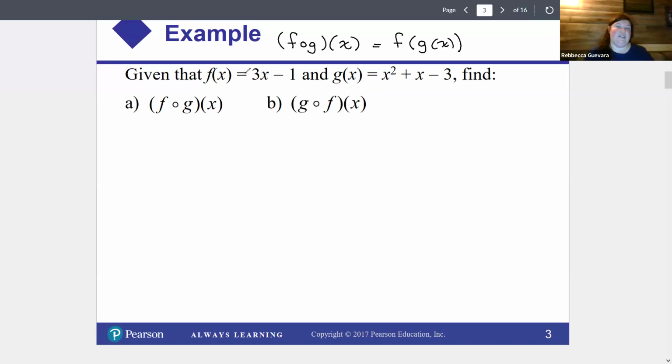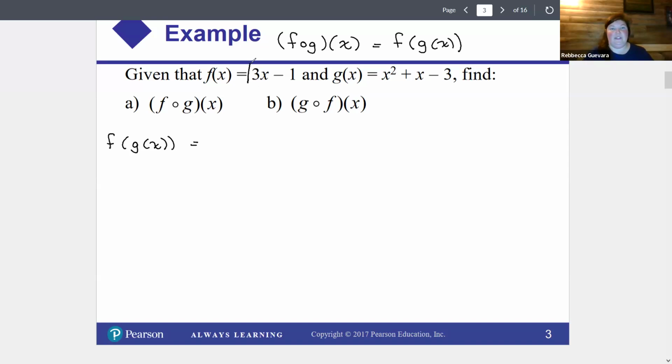So if I am given that f of x is 3x minus 1 and g of x is x squared plus x minus 3, and I want to find f composed with g, well, that means that what I'm looking for is I'm going to have f and I'm going to put g inside of it.